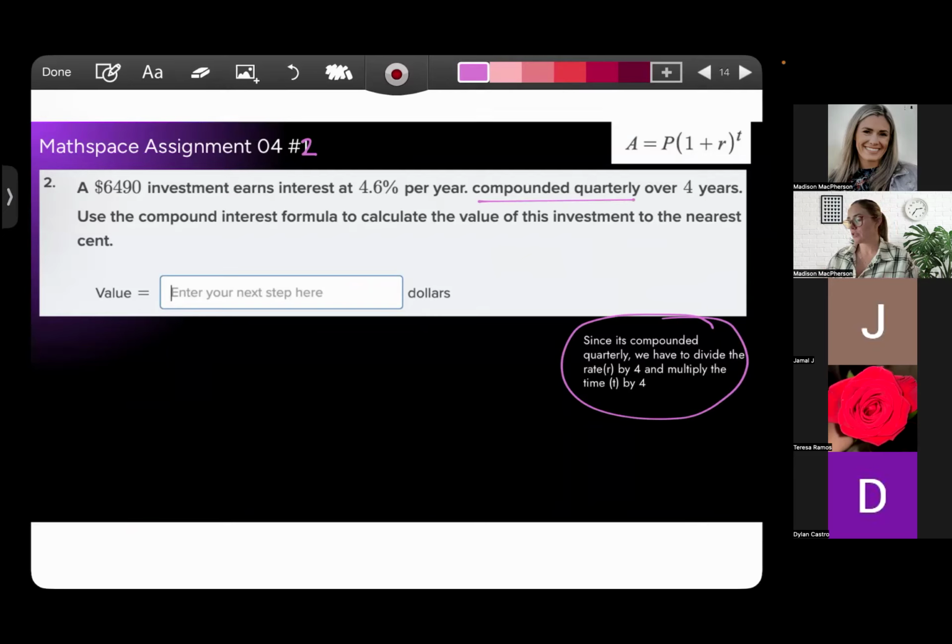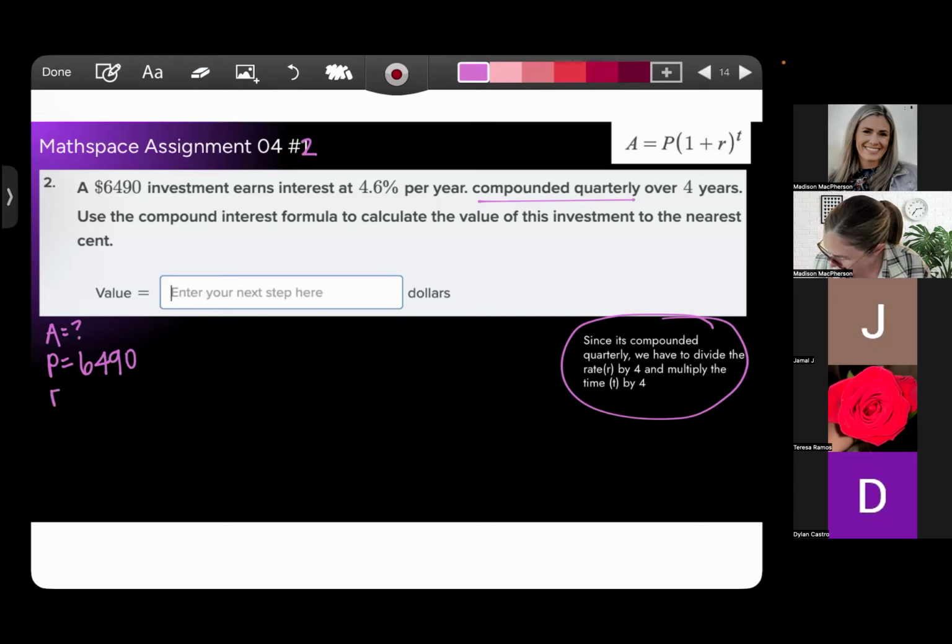All right, so a $6,490 investment earns interest at 4.6% per year, compounded quarterly over 4 years. Use the compound interest formula to calculate the value of this investment to the nearest cent. Okay, so we know A is what we're looking for. P is the principal, so the number that we originally invested, which in this case is 6,490.